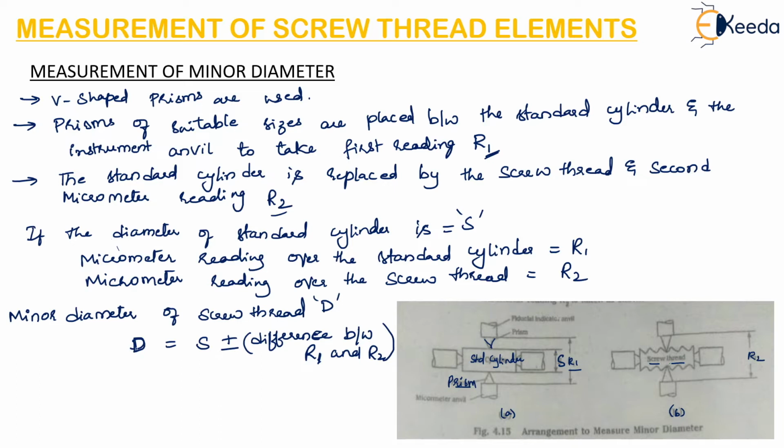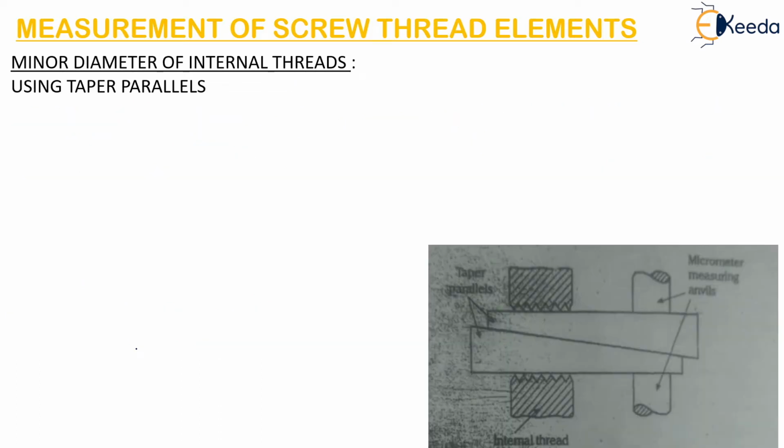Now, how do you calculate the minor diameter of internal threads? There are two methods for calculating the minor diameter of internal threads. The first one is by using taper parallels. The second one is by using rollers. The method of taper parallels is used for internal threads which are small.